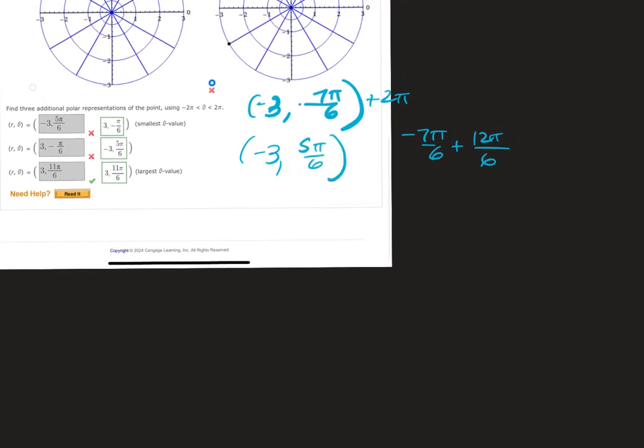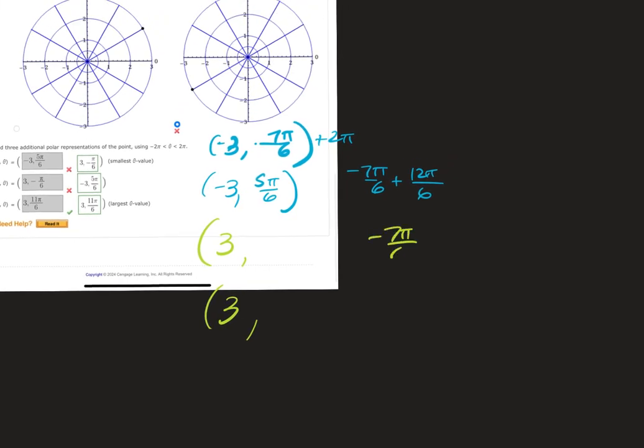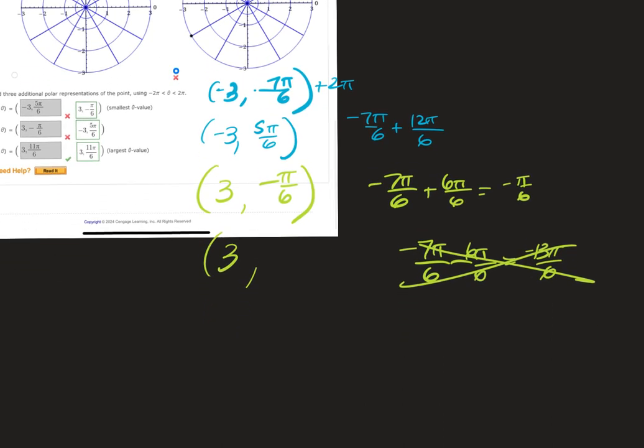That was one. So then the other two, I would have to change my sign on my r. So I get 3 for those. And if I took negative 7 pi over 6 and added pi, I get negative pi over 6, and that falls in my range, so that works. If I subtract pi, it's too small because it would be negative 13 pi over 6, so I can't use it.